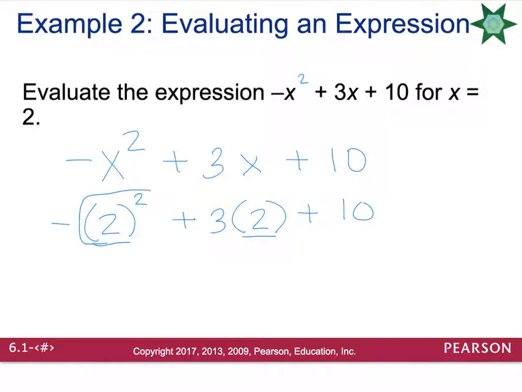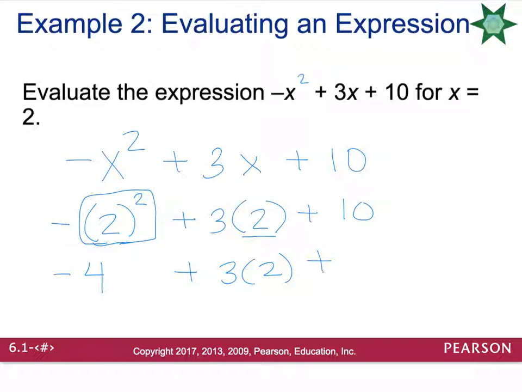There is one exponent in this problem. You have 2 being raised to the second power. Notice I did not include the negative as part of that. The negative is separate. So the negative is going to hang out while you take 2 and raise it to the second power. 2 to the second power is 4.